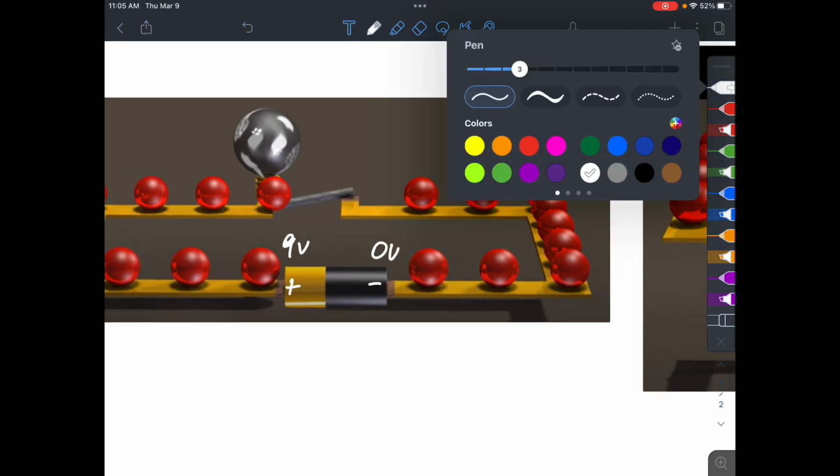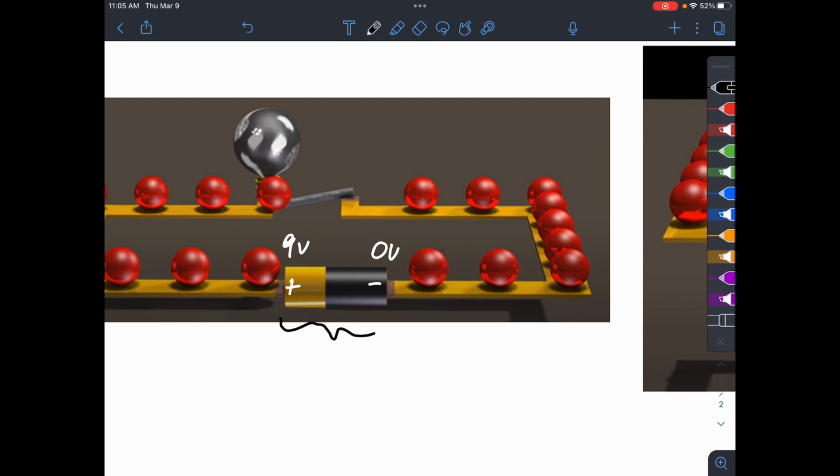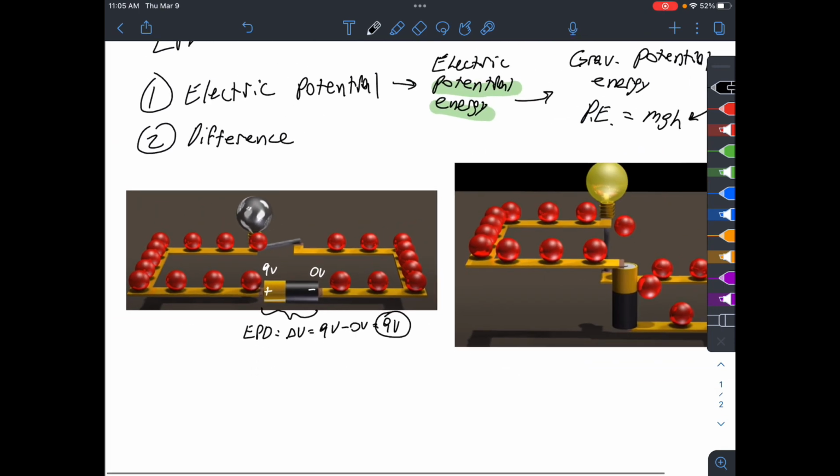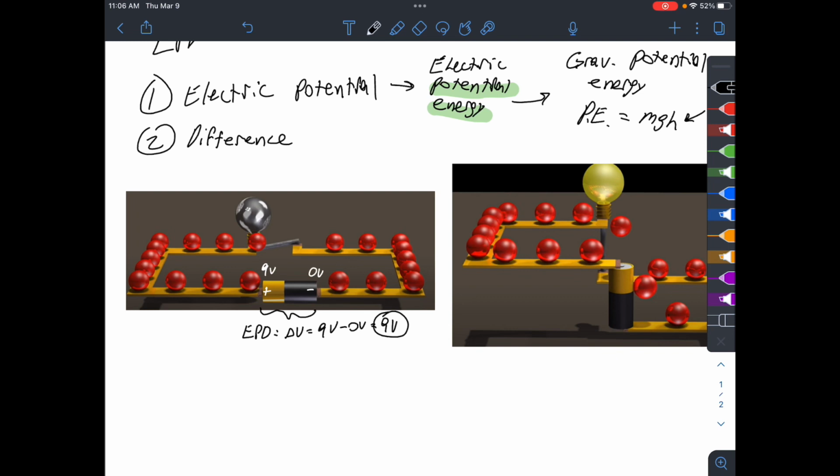So the electric potential difference of the battery, also referred to as delta V, or the change in voltage, is equal to 9 volts minus 0 volts, being 9 volts. And that's what's on the side of the battery. So you'll see this sometimes used interchangeably, just saying, oh, what's the voltage of the battery? What's the electric potential difference of the battery? They're talking about the same thing.